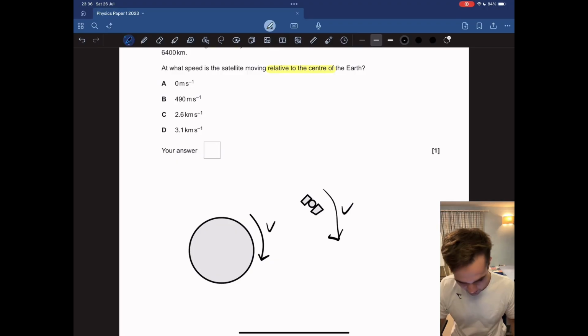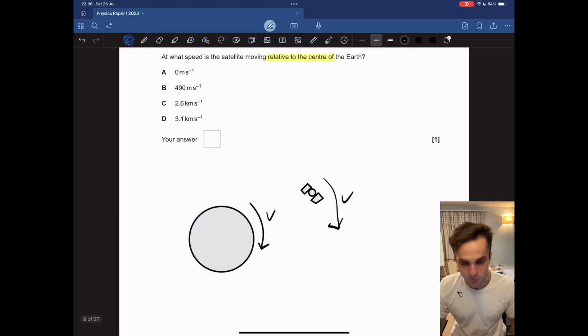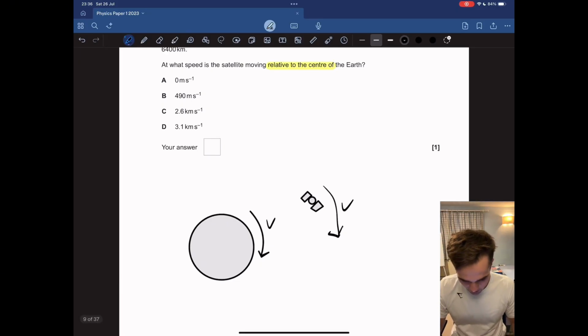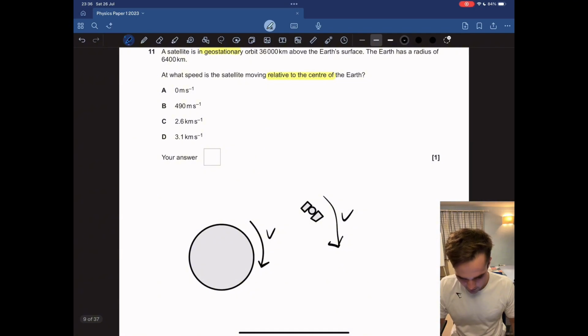So this is the same, right? The velocity is equal, because the whole point of geostationary orbit is that a satellite can take a constant picture of the Earth. But relative to the center it's different. So it's going to move relative. This distance is from the center, and then it's going to go to the edge, which is.